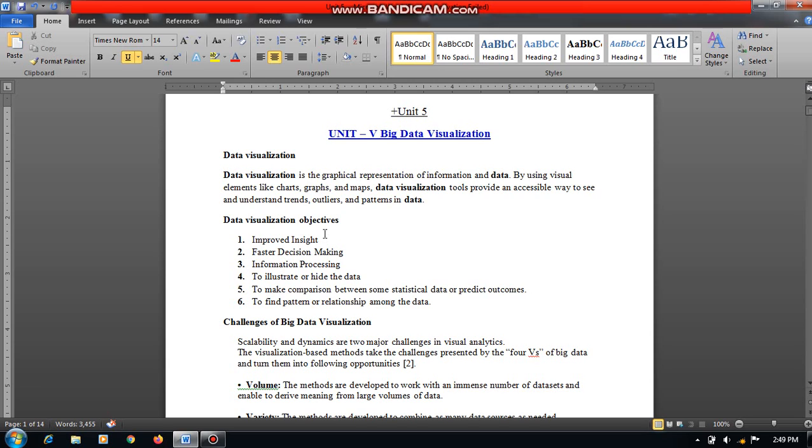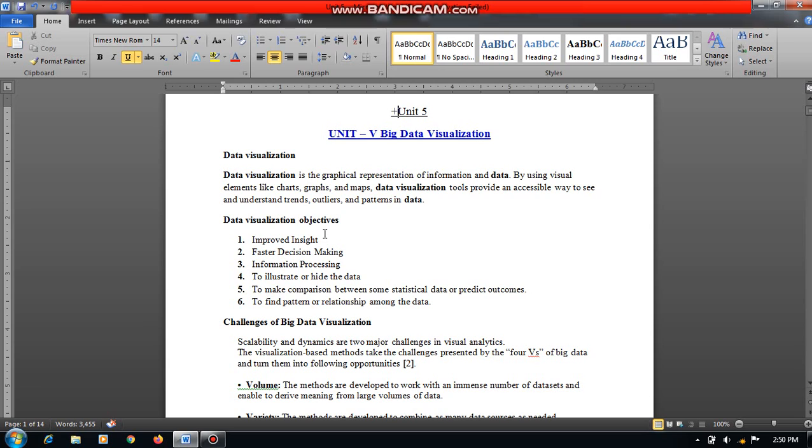Other objectives are to enlighten the data or to see the data in context, to solve and give solutions to specific problems, to understand the data more clearly, and to explore the data so that it helps to make proper decisions. Then, to illustrate or hide the data: many times it is not necessary to show the complete data on your screen. Sometimes you require hiding some data, and that is also possible using graphical presentations or data visualization techniques.